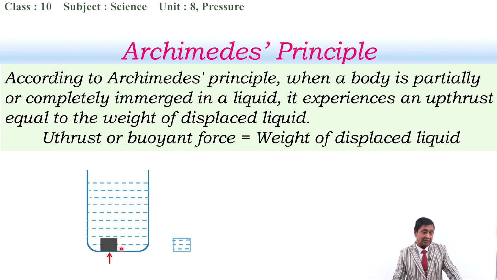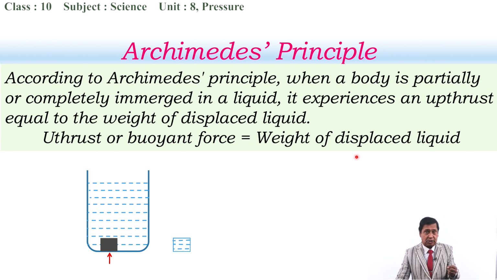If this is the size of this body, then the volume of the body is equal to the volume of displaced liquid, because it displaces the liquid according to its volume. What is the volume of this body? The same volume of water it will displace. And let's say this is the volume of the water displaced.